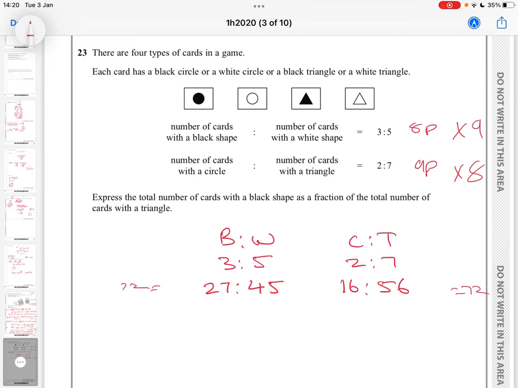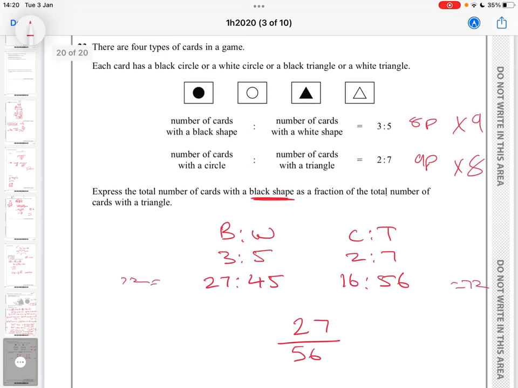So express the total number of cards of the black shapes, which we wrote as 27, as a fraction of the total number of triangles, which we know is 56. So we know here, I'm going to write, well, there's 27 black cards and there's 56 triangles. And that is that first paper complete.